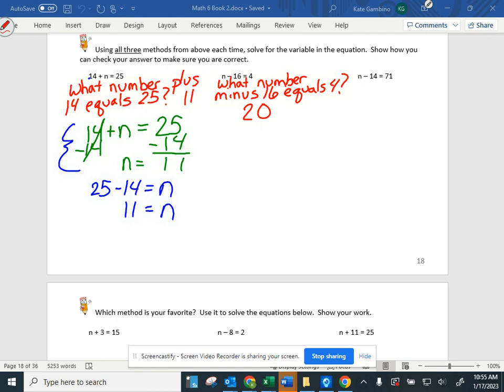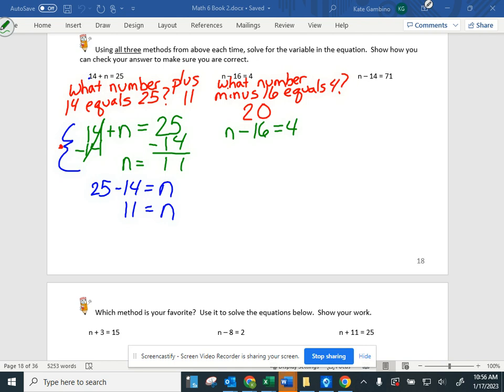Sometimes that logic isn't quite so easy. So be careful if you're going to do that mental math. That's where we make those easy mistakes. That's why I said we really want to make sure we understand our opposite operations, because it's super easy to make simple mistakes when we're doing that mental math. So let's look at our opposite operations. I'm going to rewrite my equation, n minus 16 equals 4.